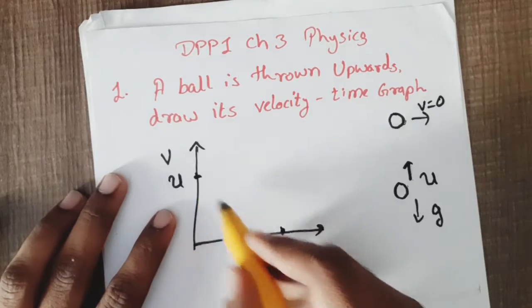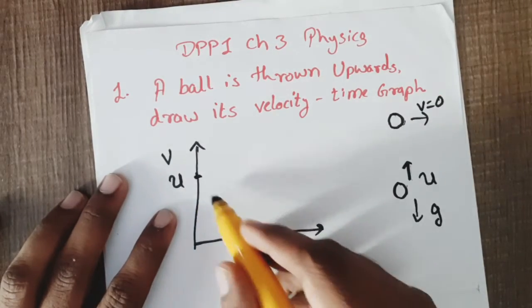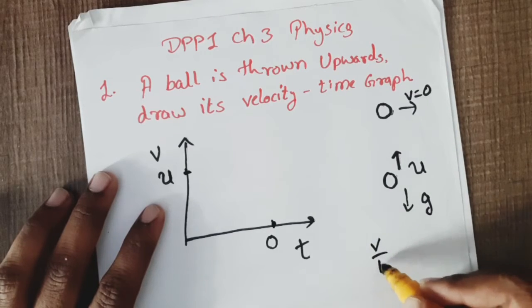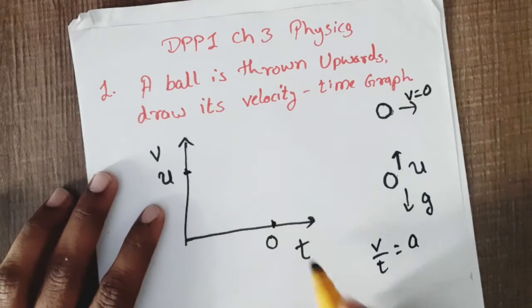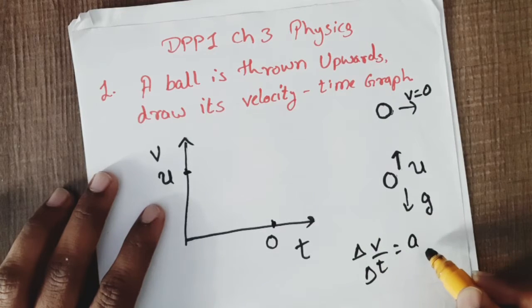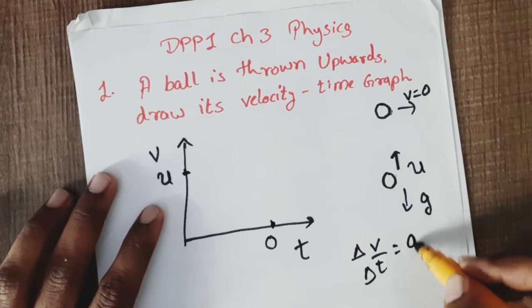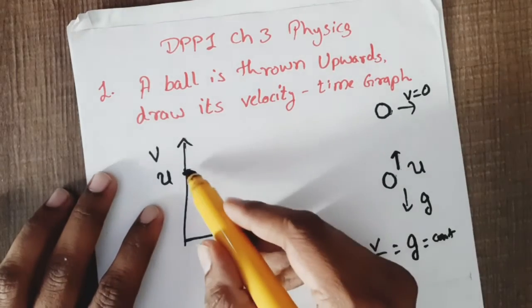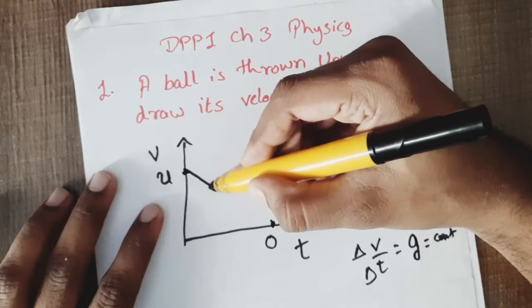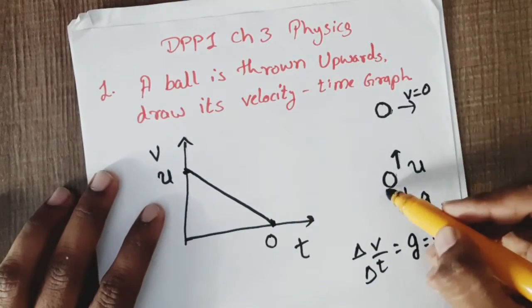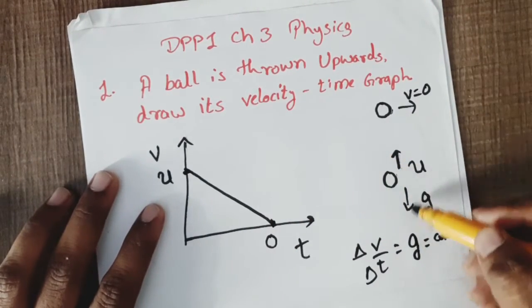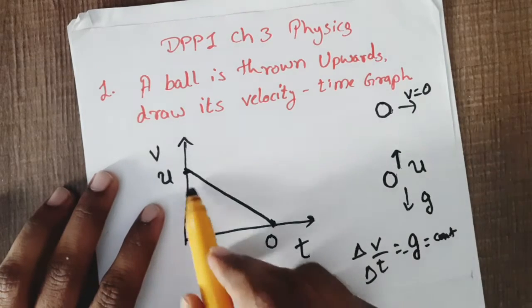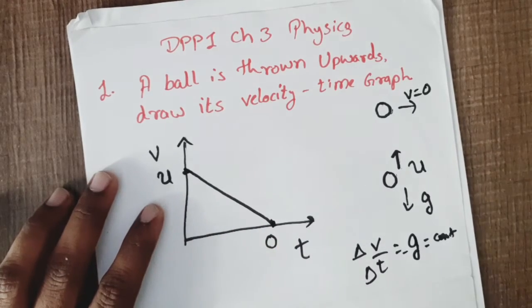So from this to this, whether it will be a straight line or a curve depends on the slope. The slope of the velocity time graph is acceleration: change in velocity upon time is acceleration, and here acceleration is g, which is constant. It means it will have a constant slope. So here the graph will have a slope like this. And if we consider upward motion as positive, then downward acceleration is negative, so this slope should be negative. And if you look at this graph, the slope is negative. That's it.